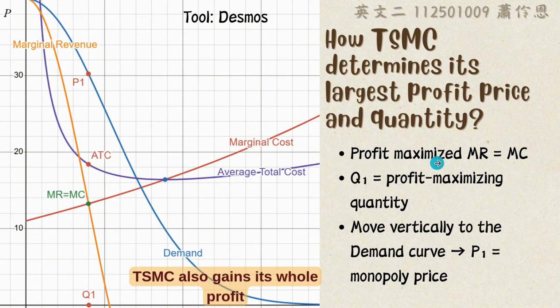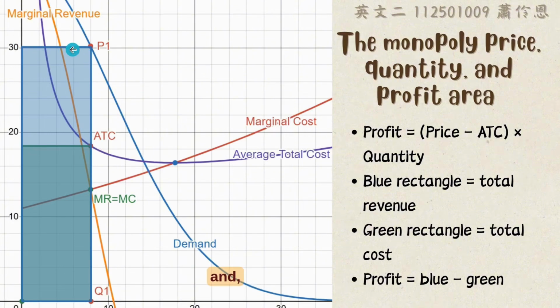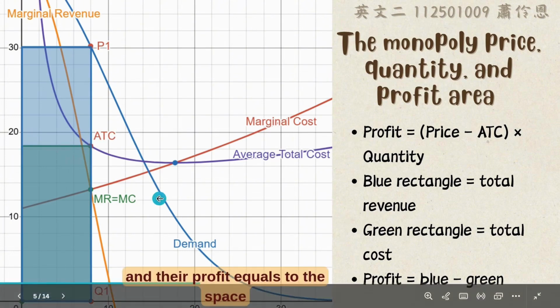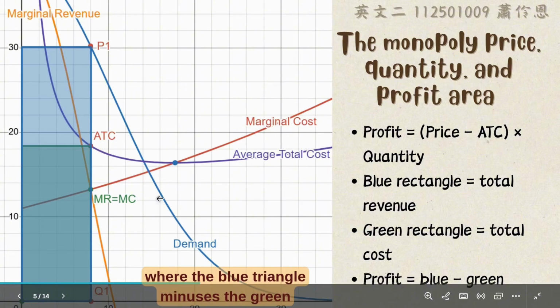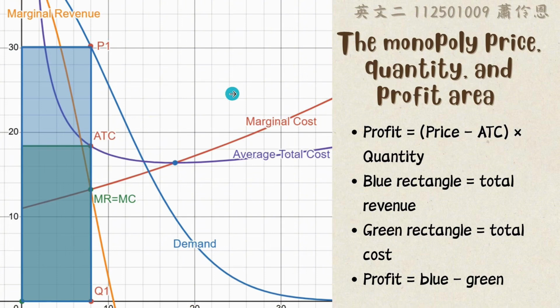TSMC also gains its profit from the gap between total revenue and total cost. Total revenue is price times quantity, and total cost equals average total cost times quantity. Their profit equals the space where the blue rectangle minus the green rectangle, the exact same point here.